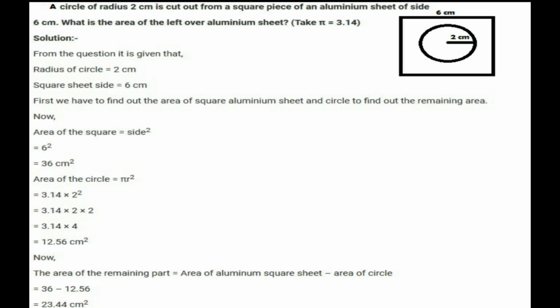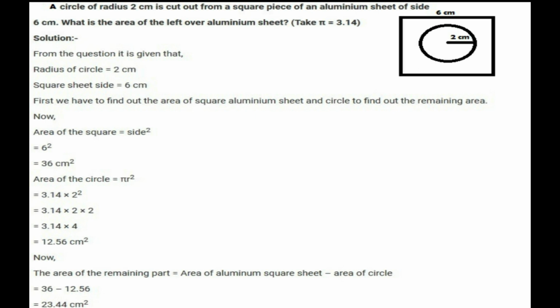So for this, what we have to do, first we have to find out both the area of the square and the circle. So from this figure we can easily find out that the area of the square is obviously bigger than the area of the circle. So first we are writing the radius of the circle as 2 cm and the square sheet side as 6 cm. Now we are finding the area of the square. The formula of the area of the square is side square, and the area of the square is 6 square, that is 36 cm square.